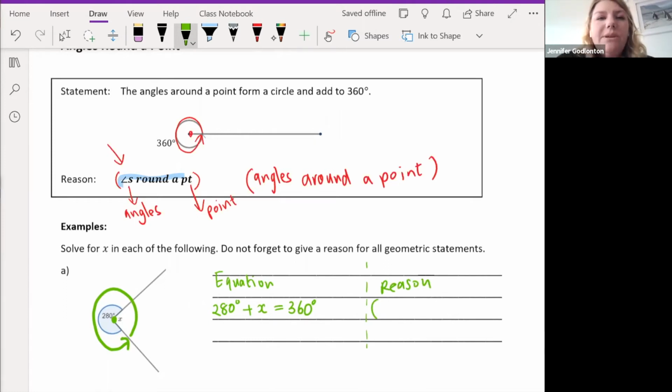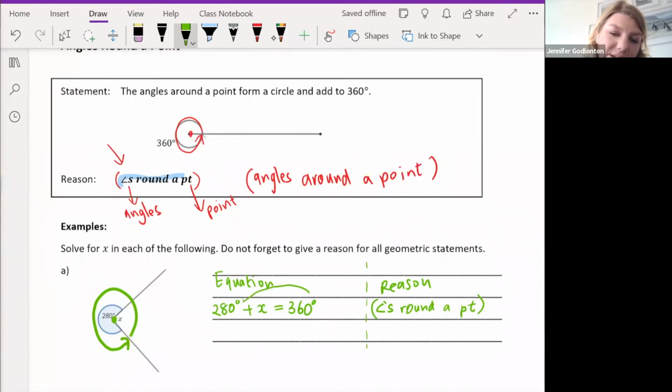Okay, so when we say a reason, we're saying mathematically, why do we know that 280 degrees plus x is 360? And we know that because angles round a point. So we have our equation, and then we give our reason. Once we've given the reason, we don't have to give that reason again. We only have to give that reason once, and now we can solve for x.